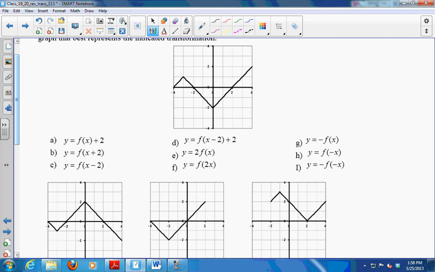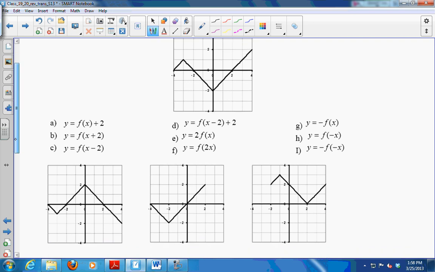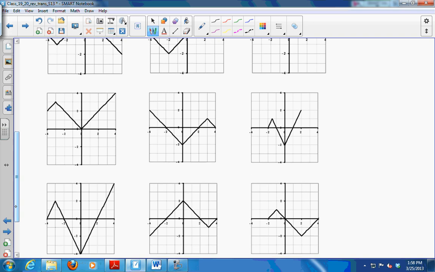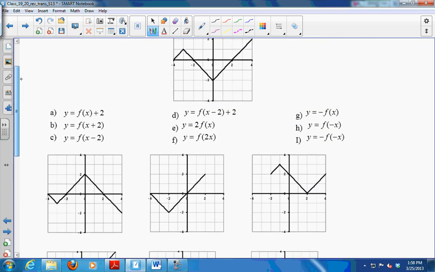So I want to look for a graph that looks just like this one, just like the parent, but everything is shifted up 2 units. So which of these looks like that? Yep, the first one in the second row. Looks exactly like the parent. I just moved the whole thing up 2 units.